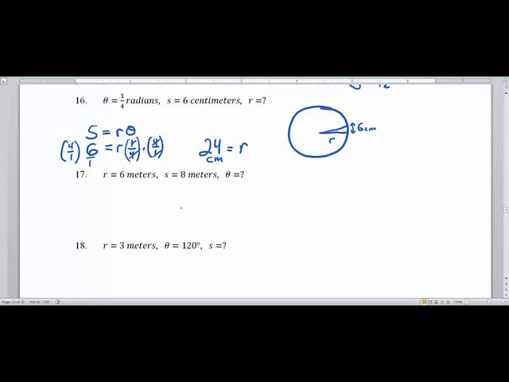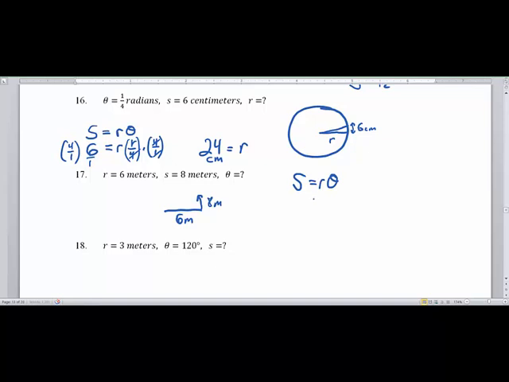Okay, so problem number 17 does not lend itself to a picture because what we have is this radius, which is 6 meters, and this crust, which is 8 meters. But again, we don't know how far to draw it because we don't know theta right here. So we're going to fill in the picture after we get done with the problem. So we have S equals R times theta.